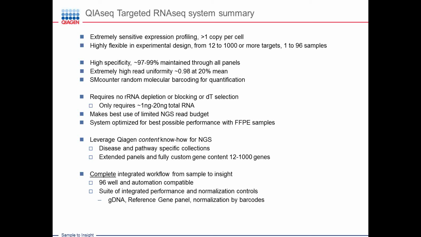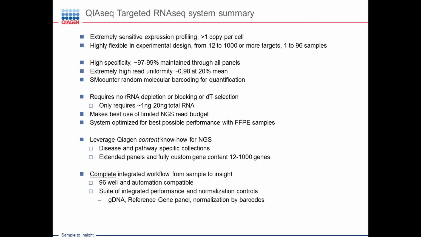The molecular barcodes remove all PCR bias. So you're not counting anything to do with PCR bias. You're counting unique captured molecules. You don't have to do anything weird to your RNA. You're just using total RNA, 1 nanogram to 20 nanogram. You can tailor your experiment very closely to the read budget on your instrument.